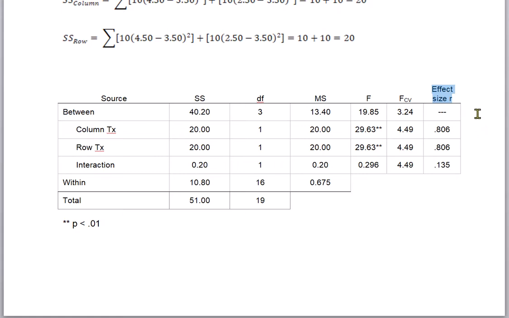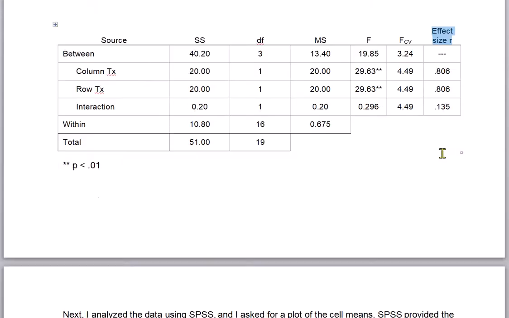DF within. So that would be, in this case, 29.63 divided by 29.63 plus 16, and then take the square root of that. I'll cover that in a separate video because I don't have that illustrated here. But that's how I got these numbers here.